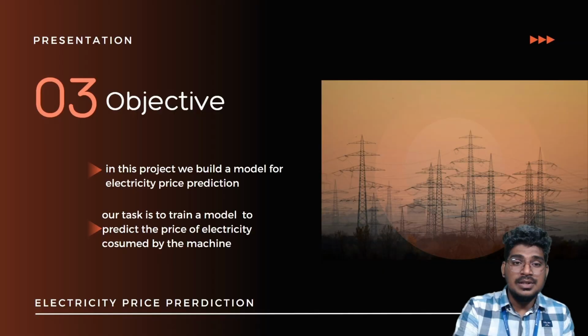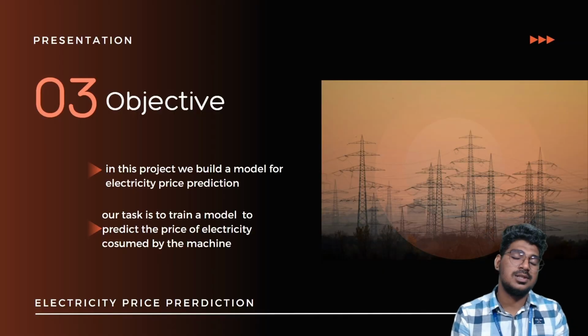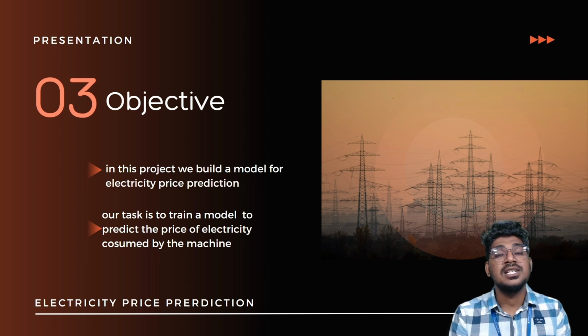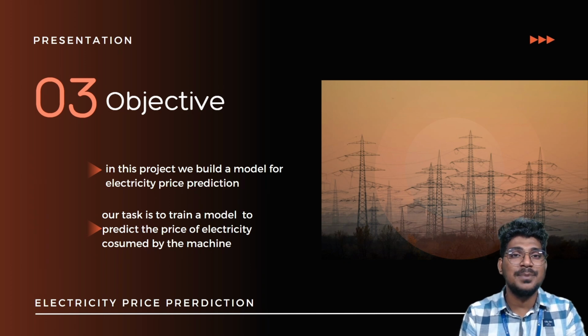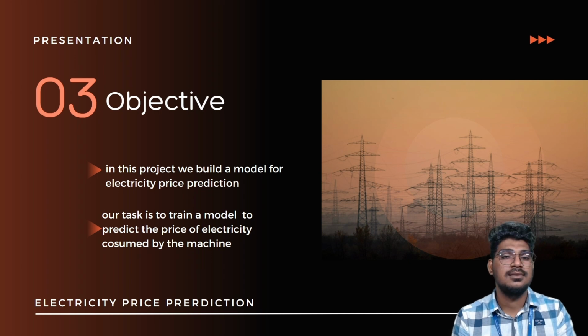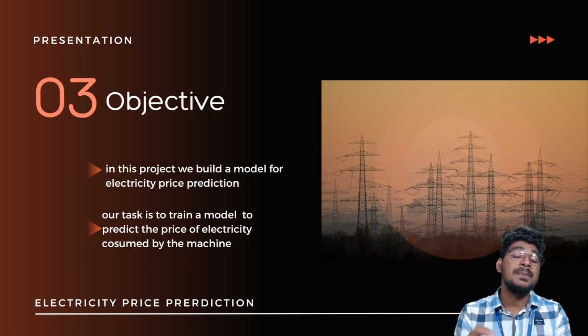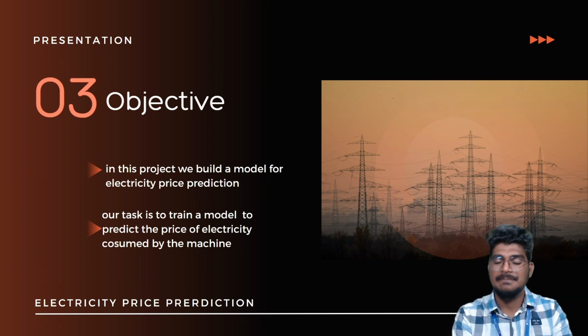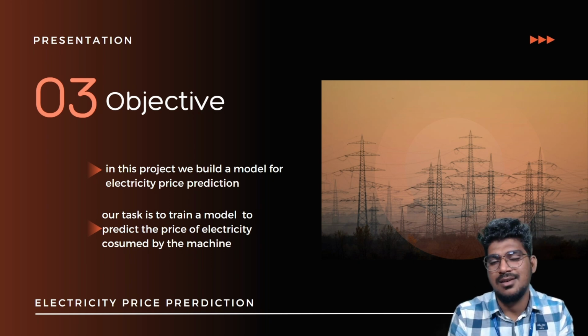Okay, right. So now, what is our objective of this particular project? What is our objective? In this project, we are going to build a model for electricity price prediction. That means our task is to train a model to predict the price of the electricity consumed by a machine. How can we train? With the help of past data. Without data, we can't do anything. Once you train a model, that trained model will give you the price of the electricity. That is the main objective of this project. We are going to create a model here.